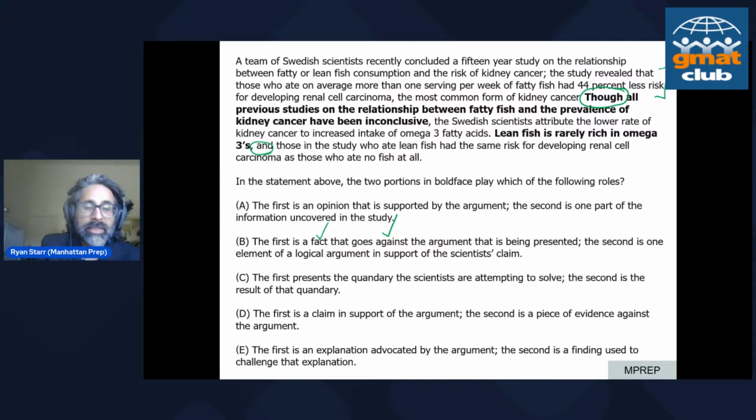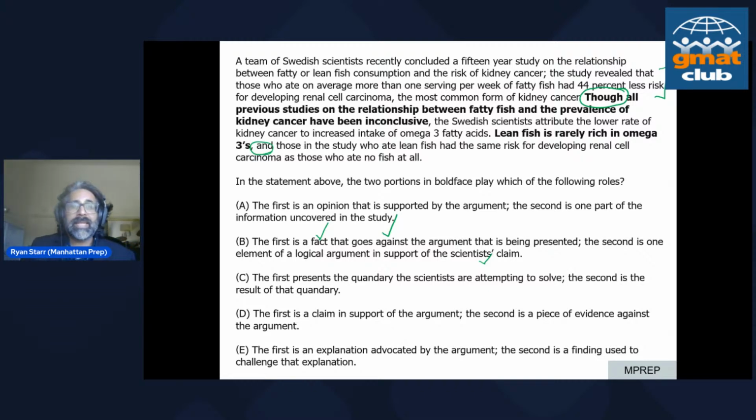So this "lean fish is rarely rich in omega-3s" is connected not only to the omega-3s claim in the previous sentence, but to the following part in this sentence that says lean fish had no effect on reducing kidney cancer. So why bring up that lean fish is rarely rich in omega-3s before going on to say that lean fish did not save anybody from kidney cancer? It is in support of the scientist's claim. The scientist's claim is you've got to eat that fatty fish to get the omega-3s, and it's the omega-3s from the fatty fish that help with the kidney cancer. And don't believe us? Look what happens when people ate fish that wasn't fatty. No protection from kidney cancer, right?